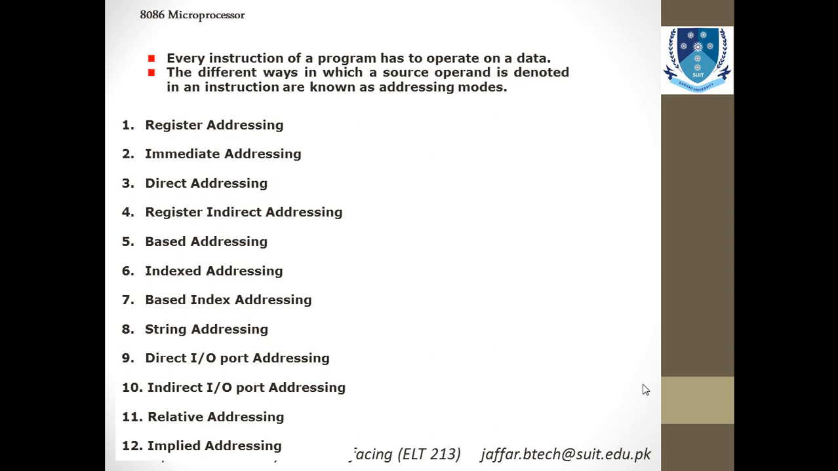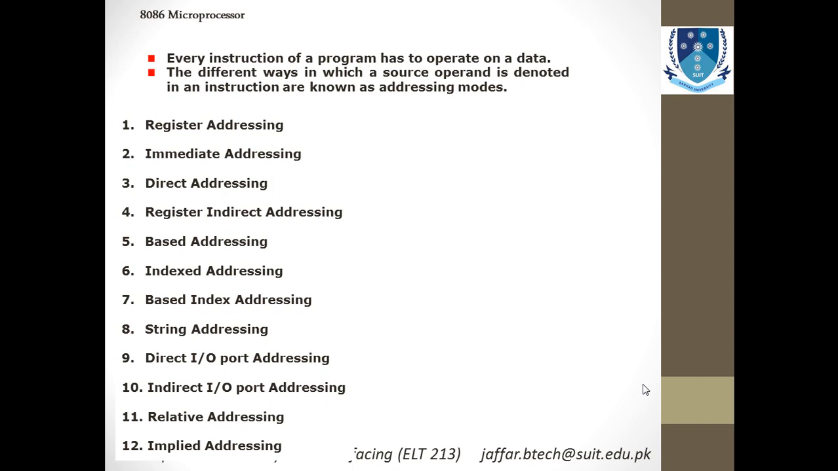The different ways in which the source operand is denoted in an instruction are known as addressing modes, that is, how you can address that data using an instruction. There are about 12 different kinds of addressing that we are learning in 8086. Besides these 12, a few other addressing modes have been developed, and inshallah I wish you all the best in the future that you are able to develop your own addressing mode. And if you do such a remarkable thing, please do mention me in the credits as well, as this is my right as an instructor.